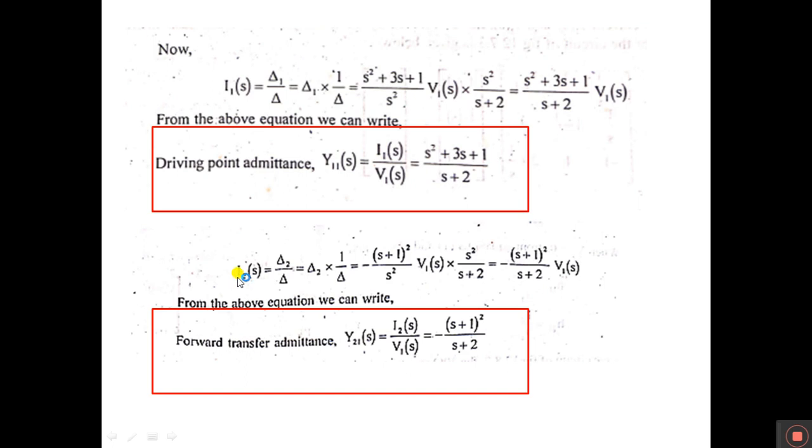Similarly, I2 of s equals del 2 by del. So del 2 into 1 by del. Del 2 value we calculated, multiplied by 1 by del. Now we get the relation between I2 of s and V1 of s. You know the transfer admittance equation, I2 by V1, that becomes (s plus 1) square by (s plus 2).